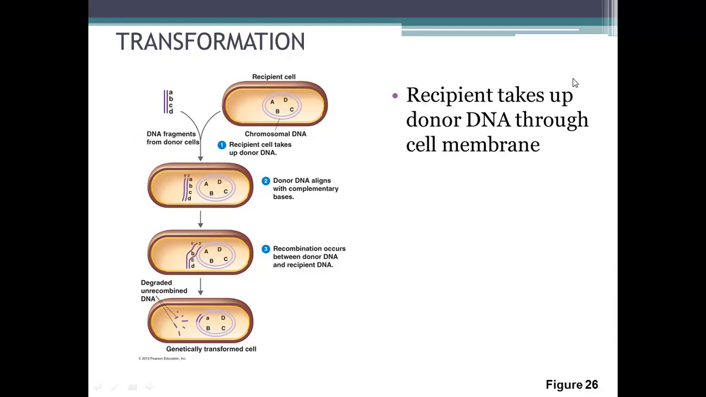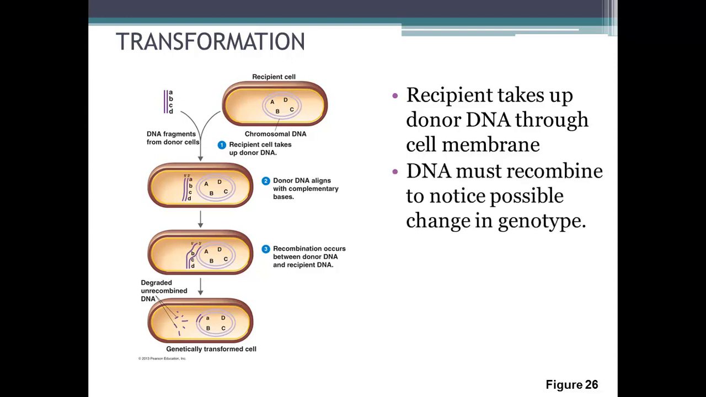So the recipient cell takes up the donor DNA through its cell membrane. Remember, these are lowercase, these are uppercase. The donor DNA is going to be taken up into the recipient cell, and from there, it's going to be incorporated into their DNA by recombination. So the DNA must recombine to notice a possible change in the genotype.